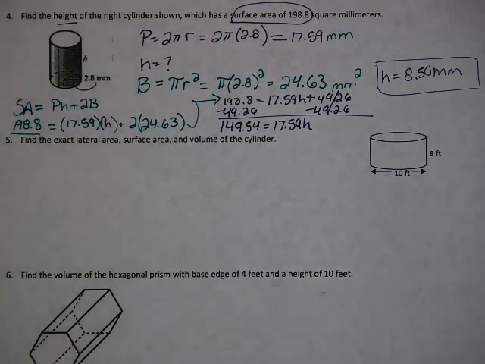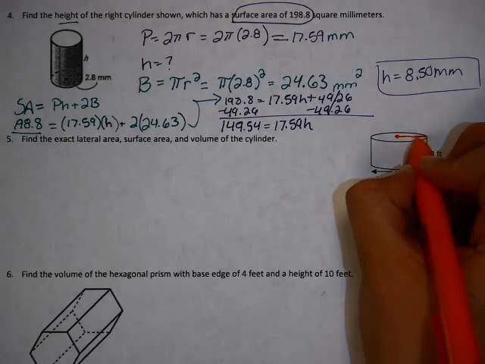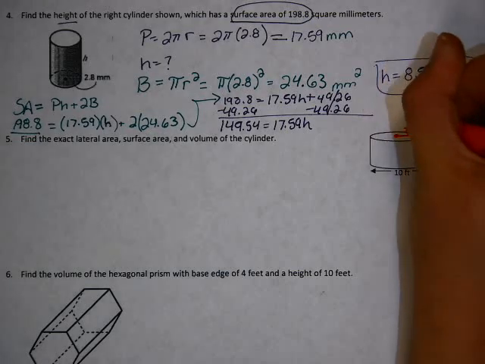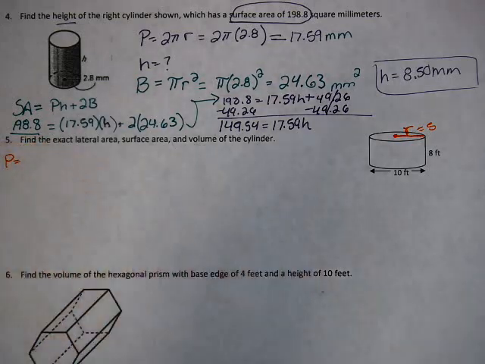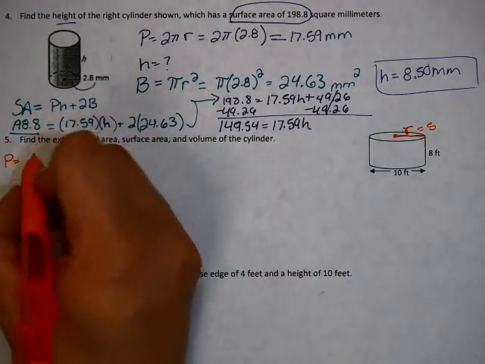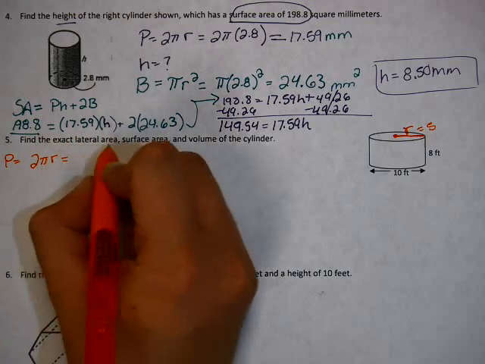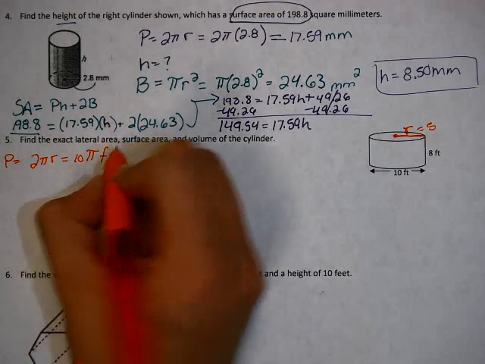Number 5, we're finding the exact lateral area, surface area, and the volume for this cylinder. So notice in the cylinder we're given the diameter. Let's go ahead and mark that radius. So the radius is going to be 5. So our perimeter, which is our circumference, 2 pi r, so 2 pi times 5 would be 10 pi feet.